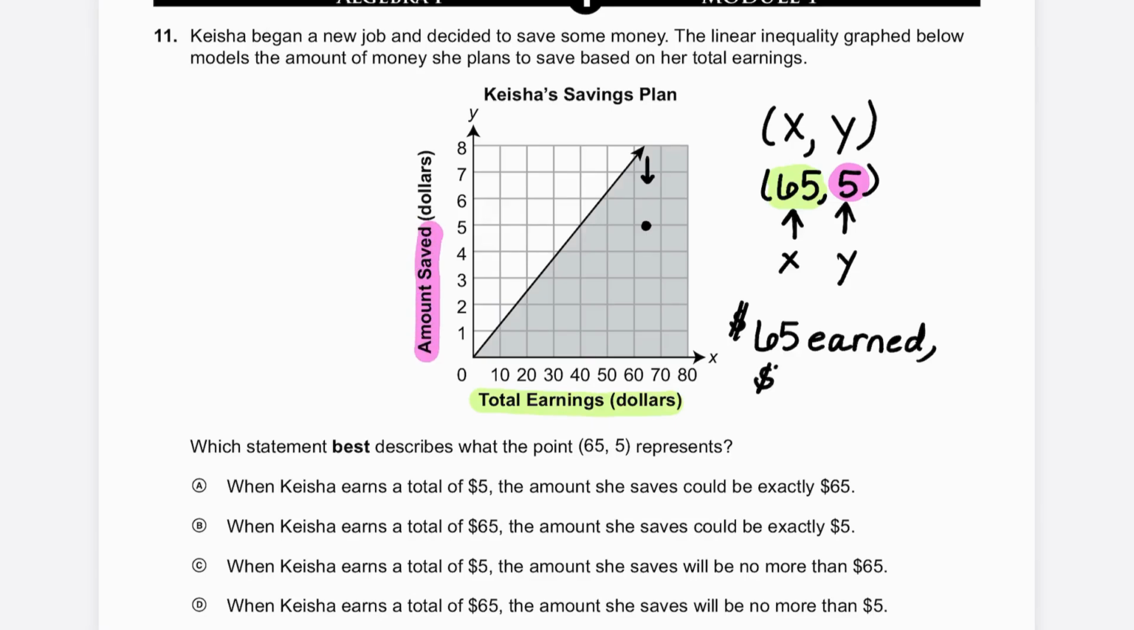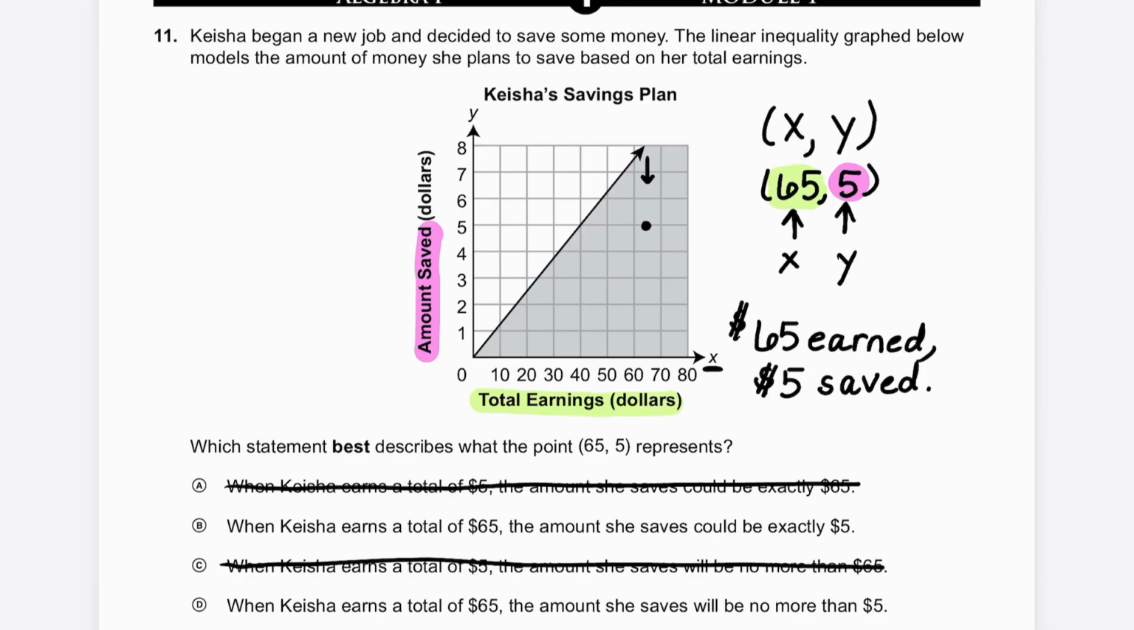And if you remember that little trick of pointing to the x-coordinate, then pointing to the label of your x-axis, and then pointing to your y-coordinate and pointing to the y-axis label, you will easily be able to interpret this, and this problem should be a piece of cake. When she earns $65, she will be able to save $5. So if you recognize that, you can easily eliminate her earning $5. That's if you mix up the X and Y axis and you call the Y value the X value.